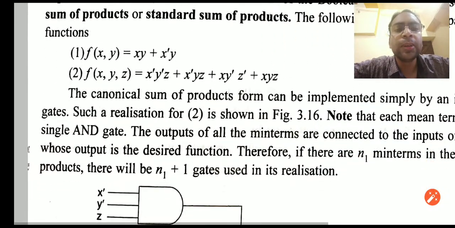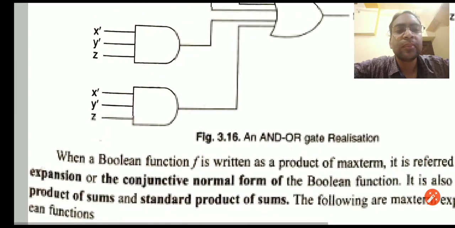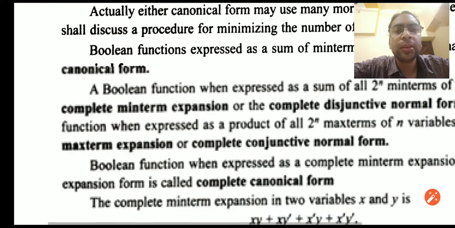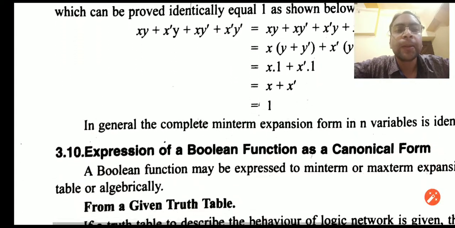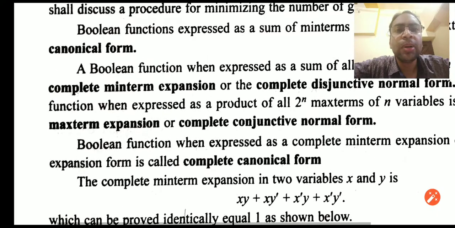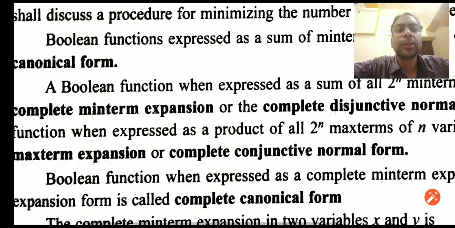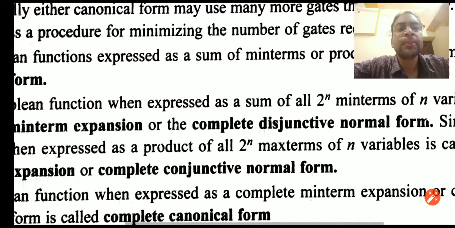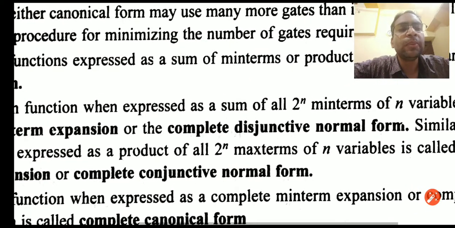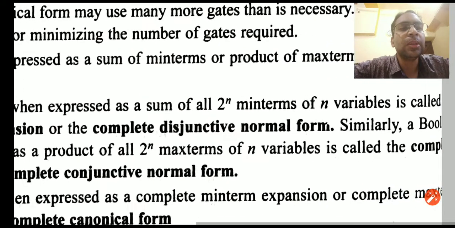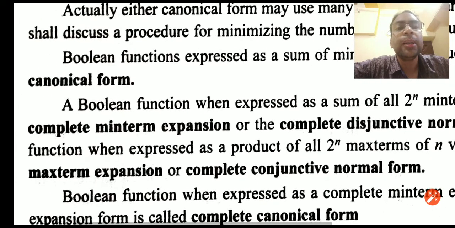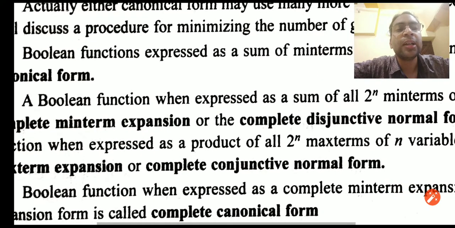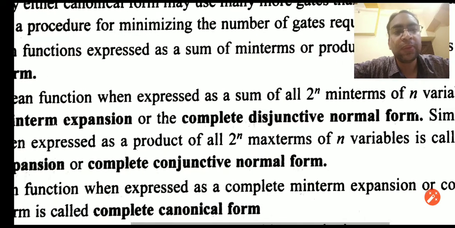Now let's go further to our next definitions. Now let's talk about the canonical form. What we mean by the canonical form: a Boolean function when expressed as a sum of all 2 to the power n minterms of n variables is called the canonical minterm expansion or complete minterm expansion, and also known as the disjunctive normal form.